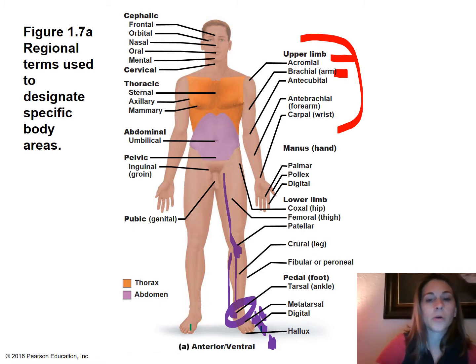And what else? Your thumb is pollex. So your big toe is hallux.